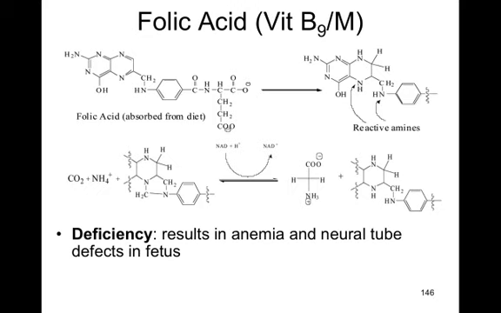The second, more severe result of a deficiency of folic acid is what is called the neural tube defect in fetus. So pregnant women are advised to take at least 400 micrograms of folic acid per day, and not doing so can result in a particular disorder called spina bifida. Spina bifida is also known as split spine.